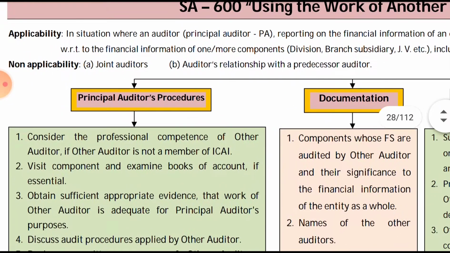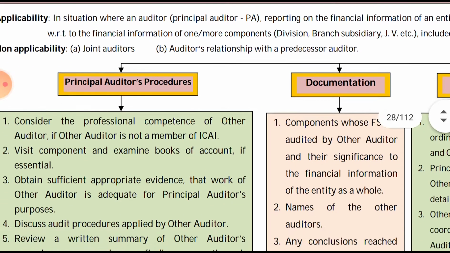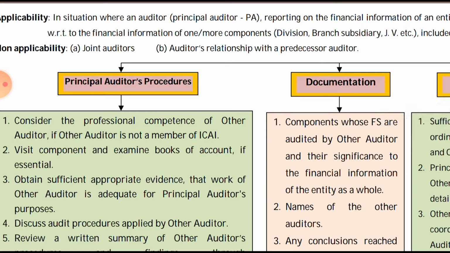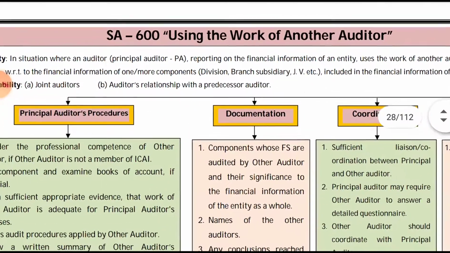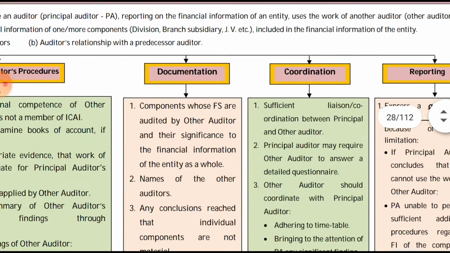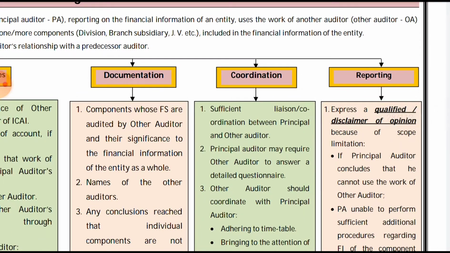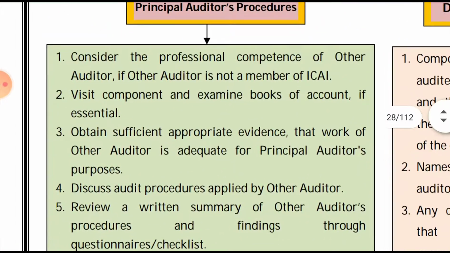Second, to whom this standard is not applicable: joint auditors, which is covered in SA 299, and the auditor's relationship with the predecessor auditor. Now this standard has been divided into four parts: the principal auditor's procedure, documentation, coordination, and reporting. We'll first see the principal auditor's procedure.